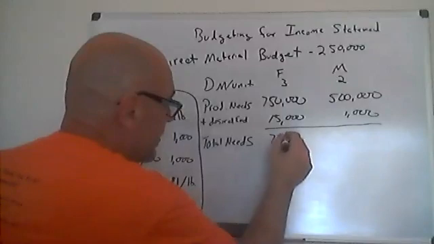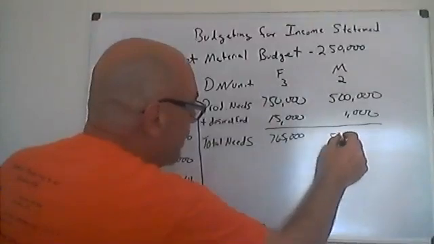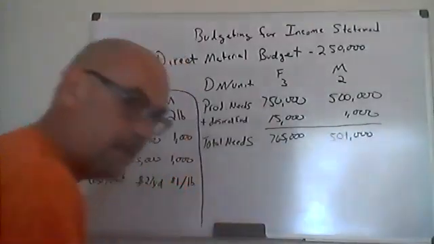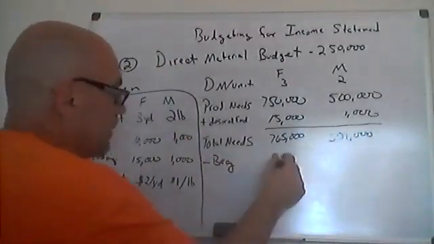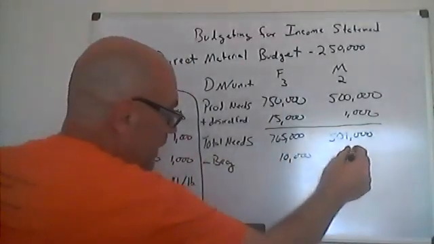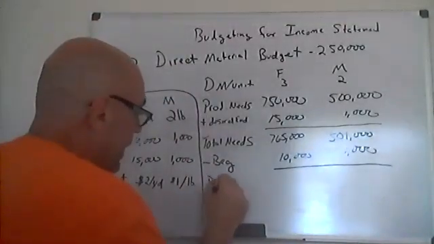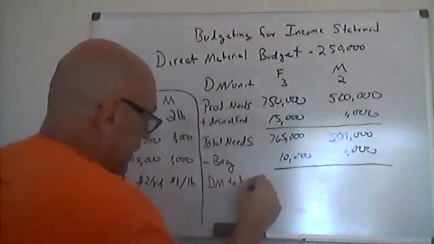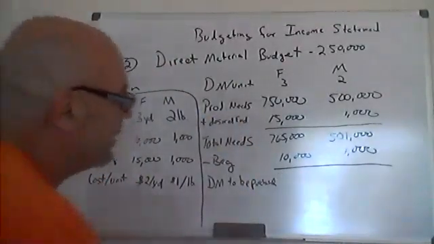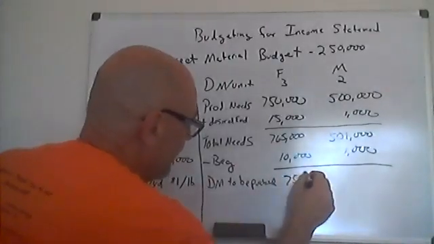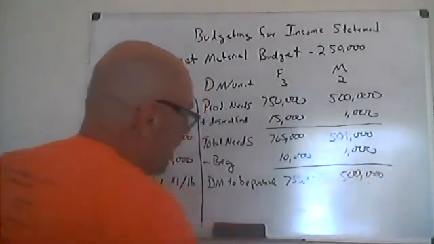We need 765,000 yards of fabric and 501,000 pounds of metal. From there, we take out our beginning inventory, because we had 10,000 here and 1,000 here. This is direct material to be purchased. So now we know the amount of direct materials we need to purchase: 755,000 yards of fabric and 500,000 pounds of metal.